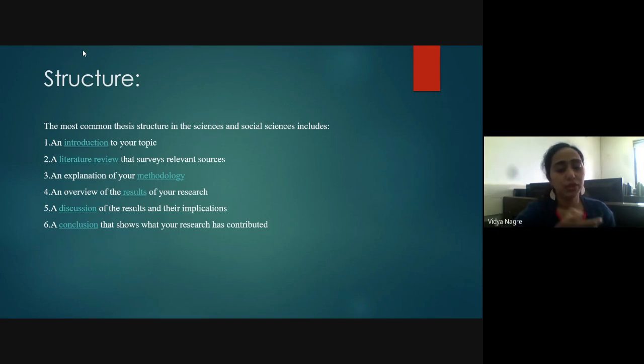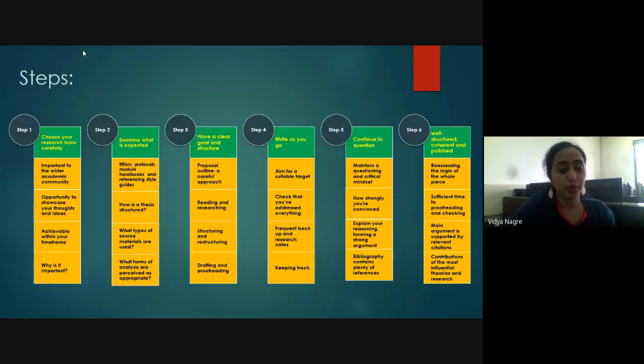Will you be doing a survey method? You also have to consider the tools and techniques of research. Then comes the overview of your results, followed by the discussion of the results and their implications. Ultimately comes your major role, the conclusion section, in which you have to show what your research has ultimately contributed to the existing flow of knowledge.